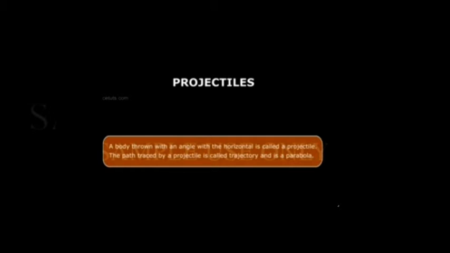Let us study the topic projectile motion. What is a projectile? When an object is thrown in the air with some initial velocity and then allowed to move under the action of gravity alone, the object is known as a projectile.